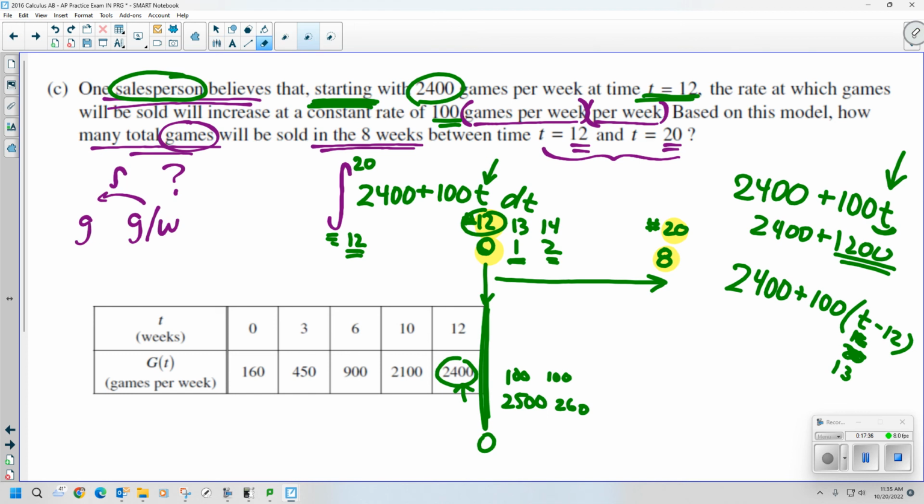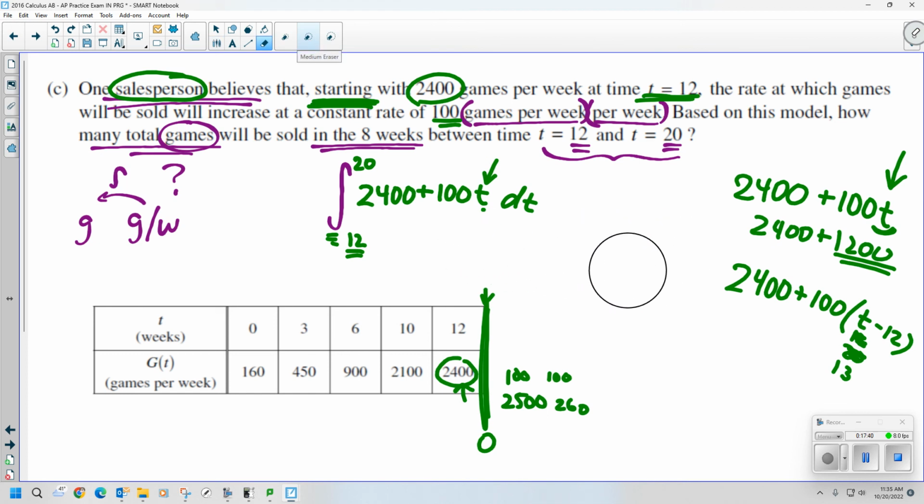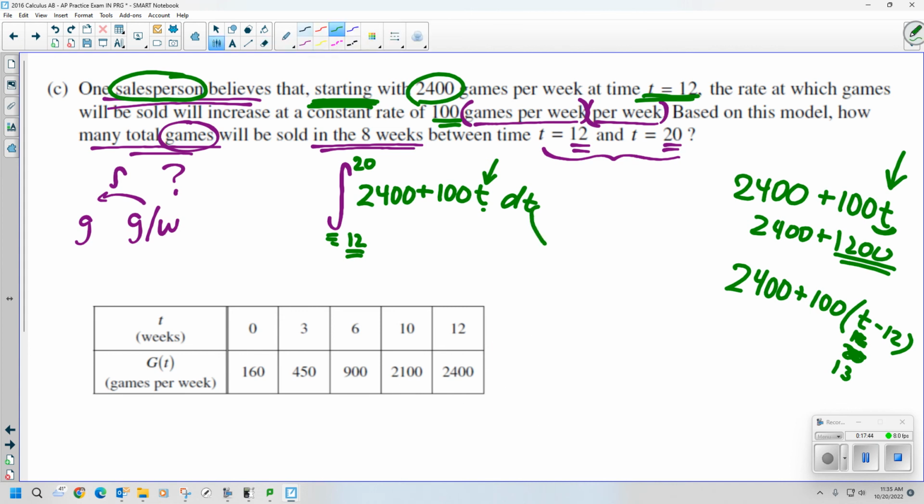So if I want to use my bounds as 12 and 20, oh, yep, that's okay. There you go. Then I better make the expression t minus 12 dt. I could have done this, or I could have gone from 0 to 8, 2,400 plus 100t dt.